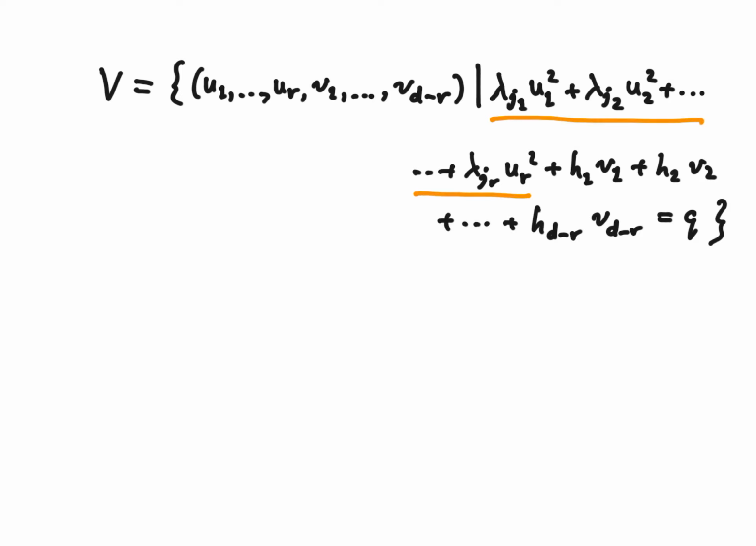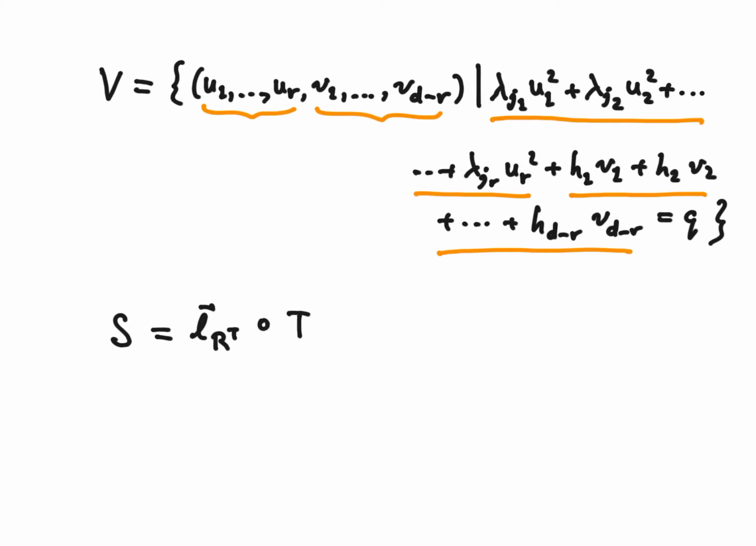It's got a whole bunch of pure square terms. Let's say there's r of those with all non-zero coefficients. Every one of those coefficients is non-zero. And then you've got a bunch of linear terms in the v's, and the u's and v's have nothing in common. The u's and v's are completely disjoint sets of variables. Okay, so now we've got the original quadratic hypersurface S expressed in the following way.